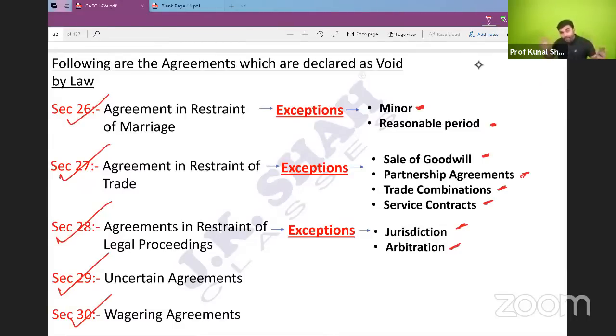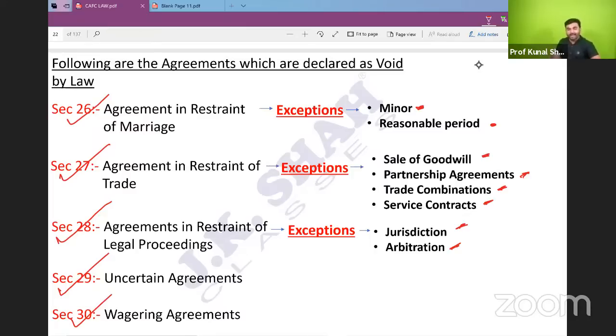If you are stopping a person from filing a case, it is not allowed. But if you are stopping a person from filing a case at a particular court, it is allowed. Next exceptional case, arbitration, which means out of court settlement. The courts in India are themselves saying that it is better to go for arbitration before approaching the court.